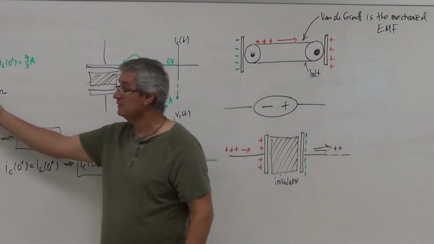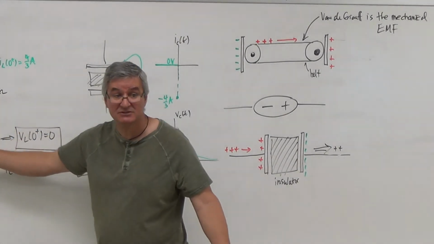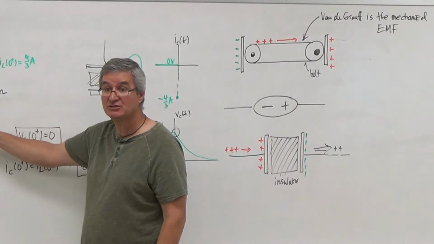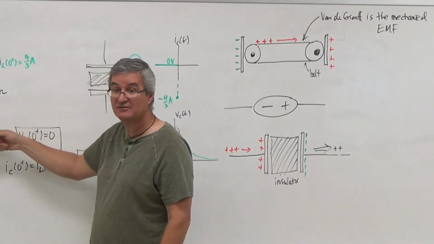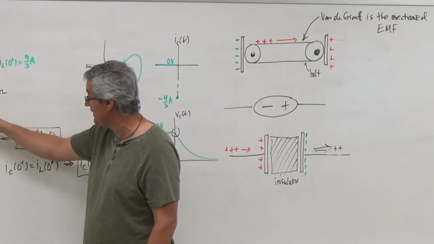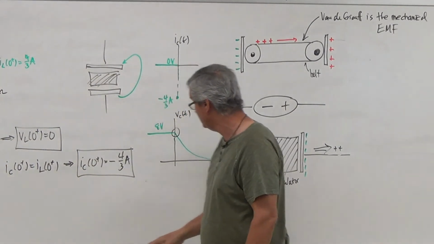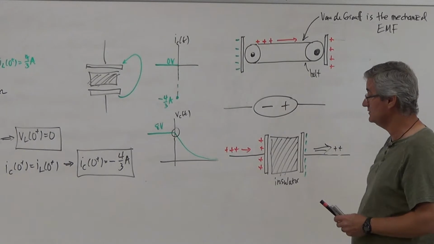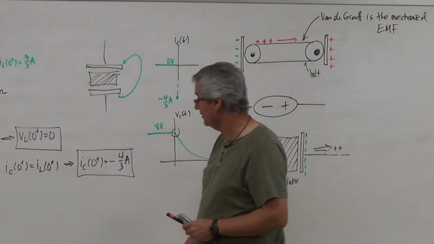So why did I do it? Because that's the way it is. That's positive charge flowing down. That's positive charge flowing down. So when I apply KCL, it must be, wherever I applied it to that. Where is it? On the bottom.